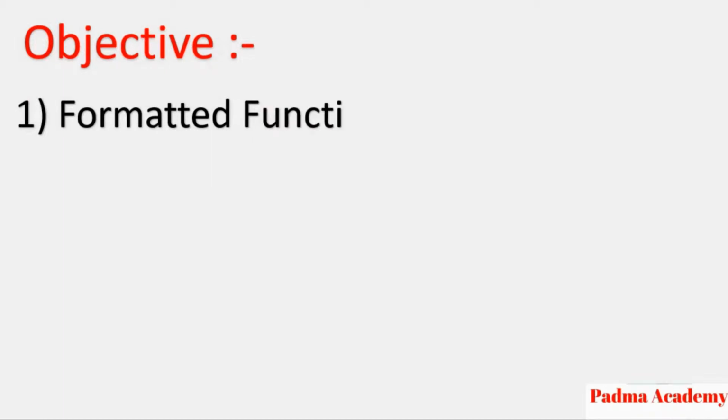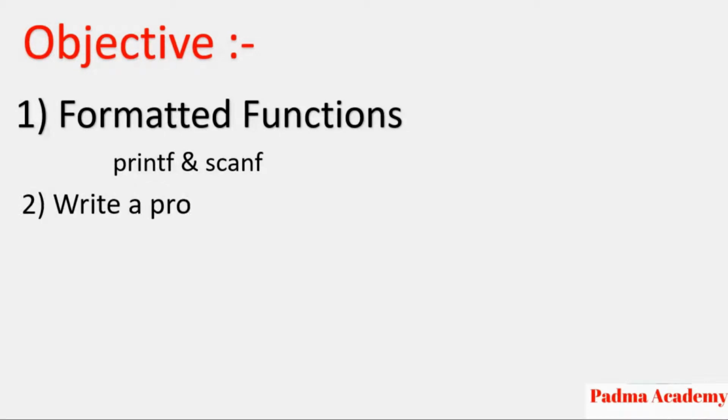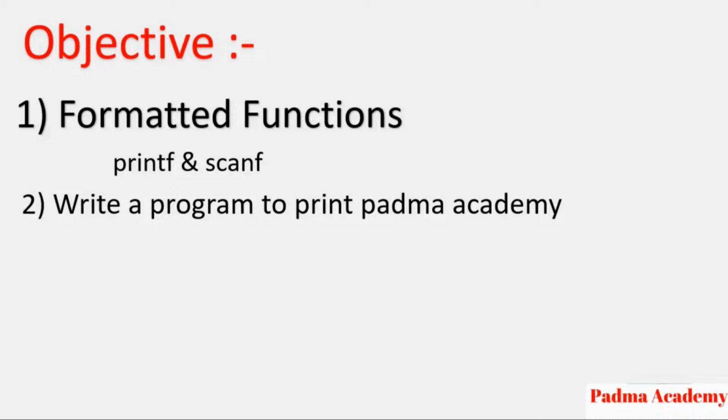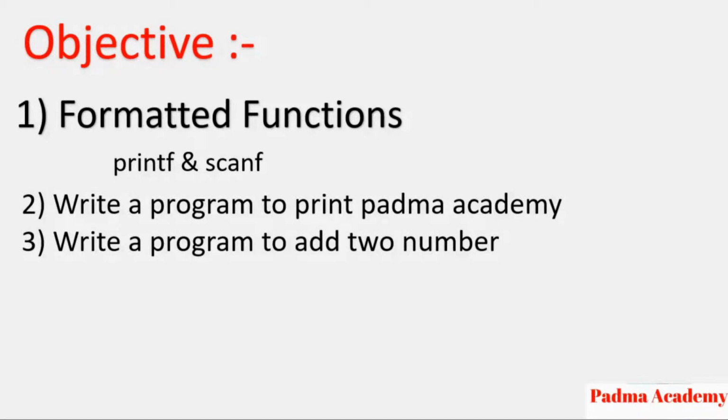The objective of this tutorial is to learn about the formatted functions. There are two types of formatted function. First one is printf, another one is scanf. Then we are going to write a first program, that is, write a program to print Padma Academy. It is very basic. Then the third objective of this tutorial is to write a program to add two numbers which we are going to take from the user and add them.